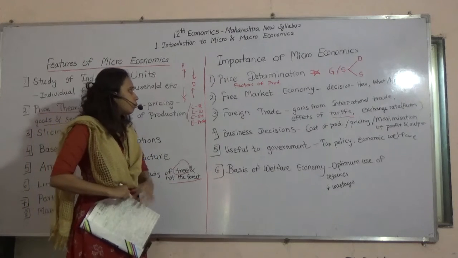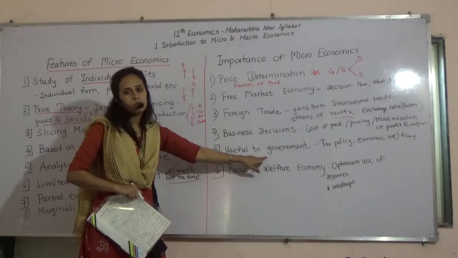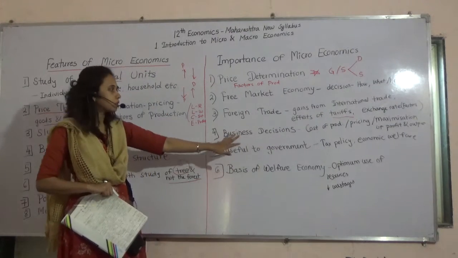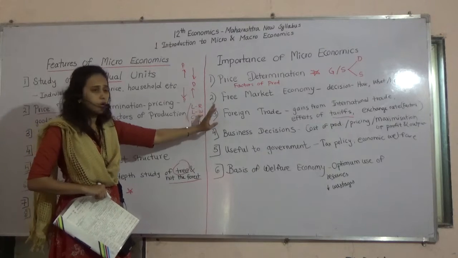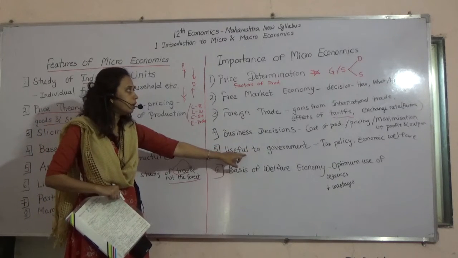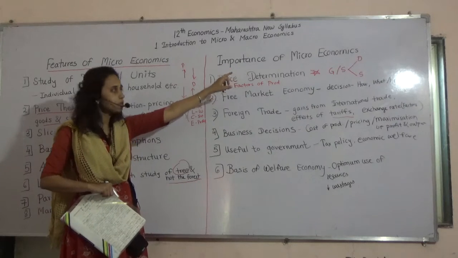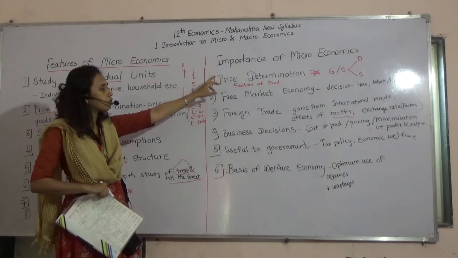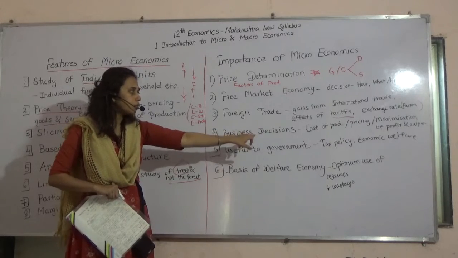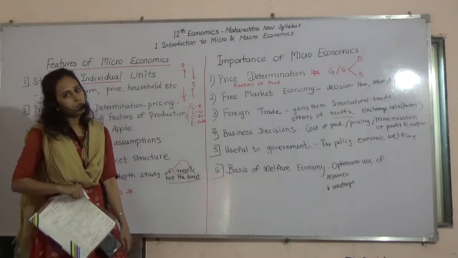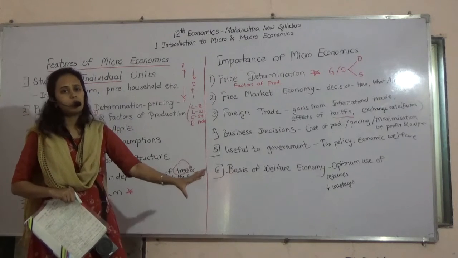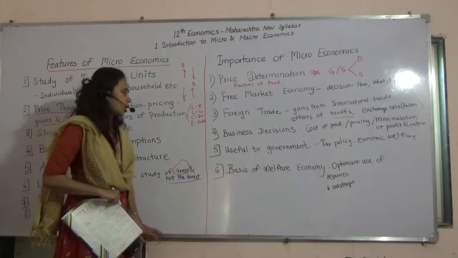So how is it useful to government? Government has to frame different policies: economic policy, taxation policy, foreign trade related policies. For all these, government needs various theories of microeconomics. So it is useful in taxation and economic welfare, and with the help of this, government can achieve economic welfare. Welfare means doing the best for your country, for your society.